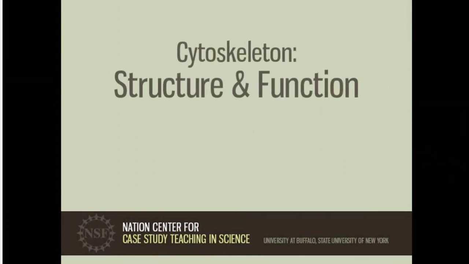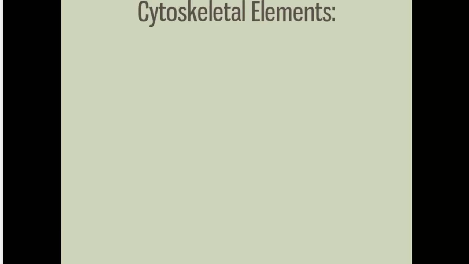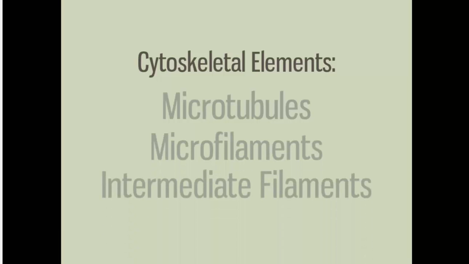The cytoskeleton is essential to the function of all cells. It provides shape, movement, and anchorage for cells. In this video, we will explore the three different types of cytoskeletal elements: microtubules, microfilaments, and intermediate filaments.